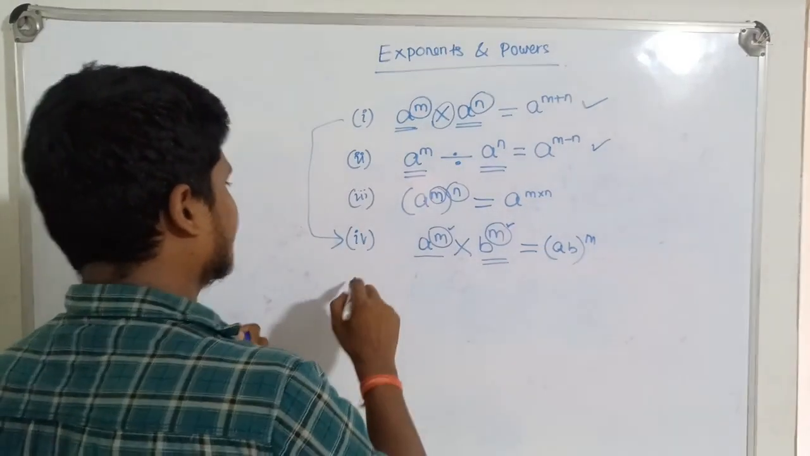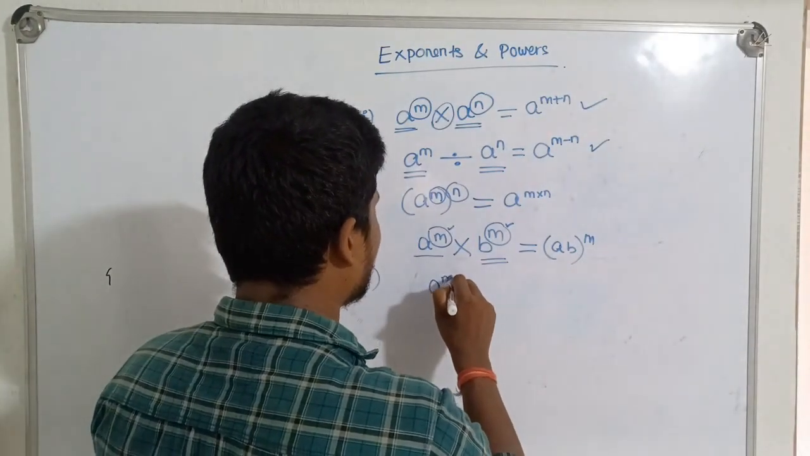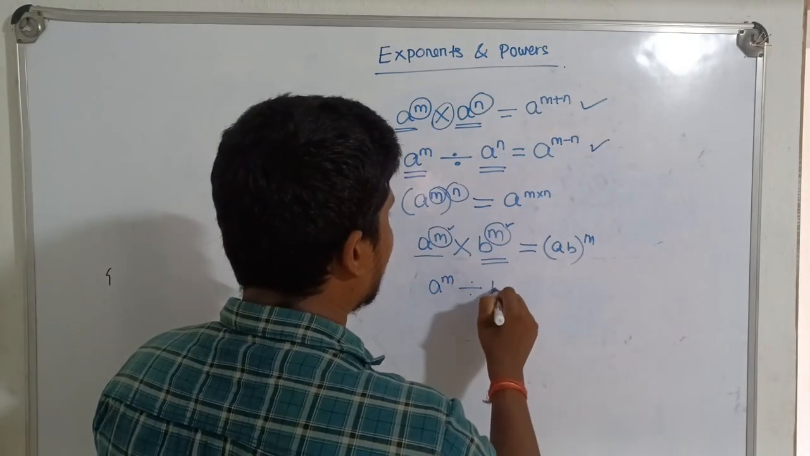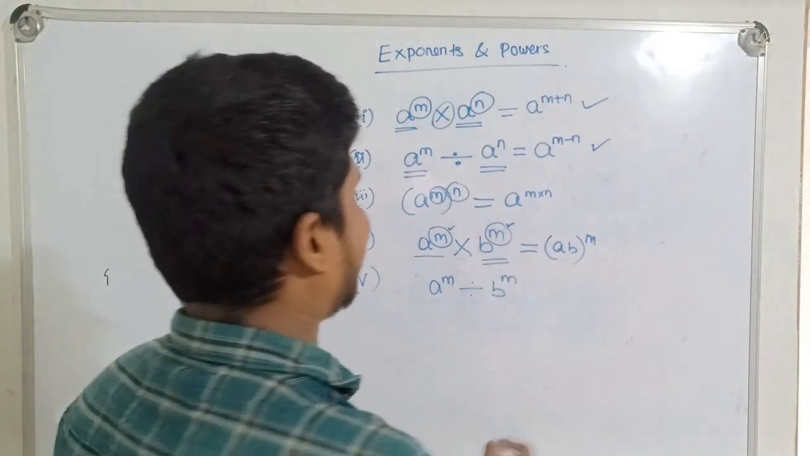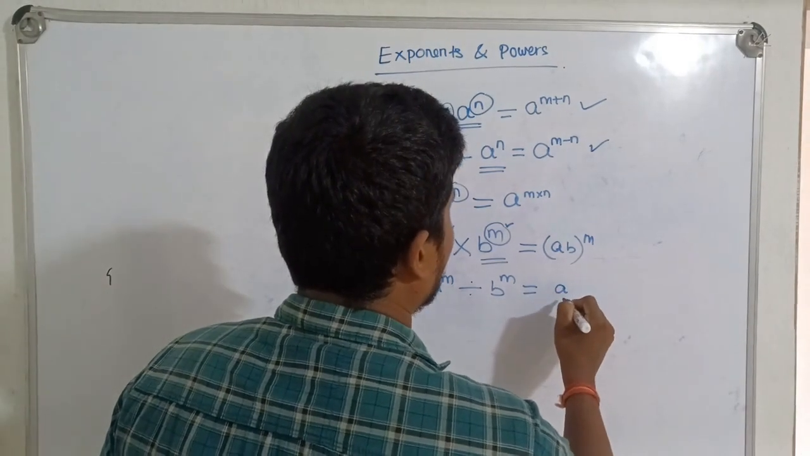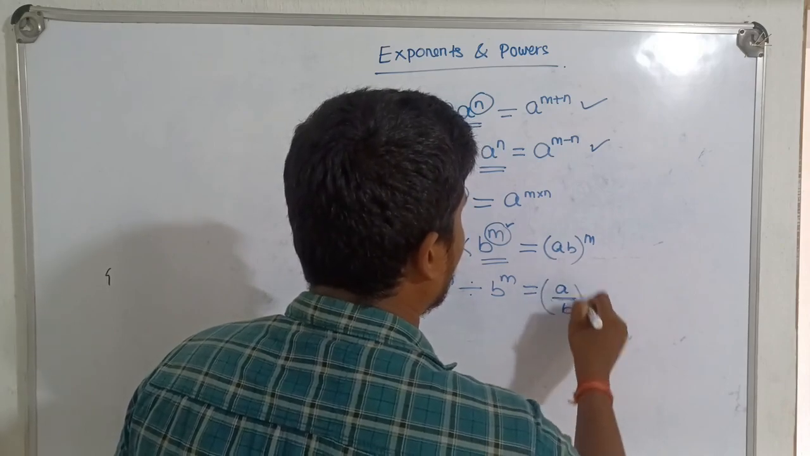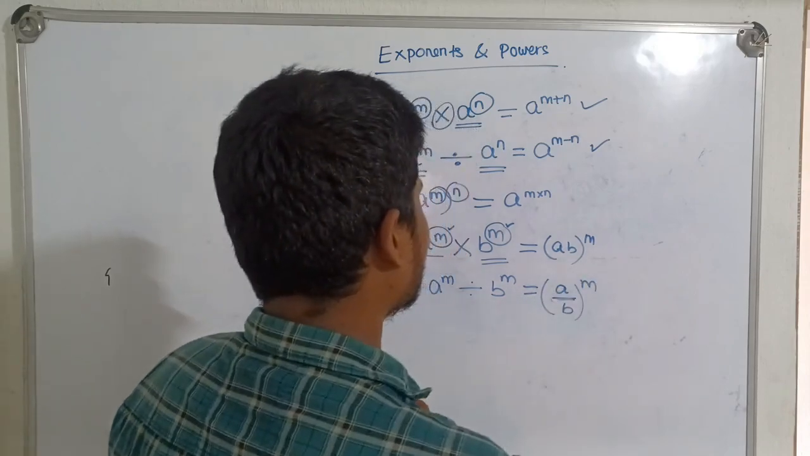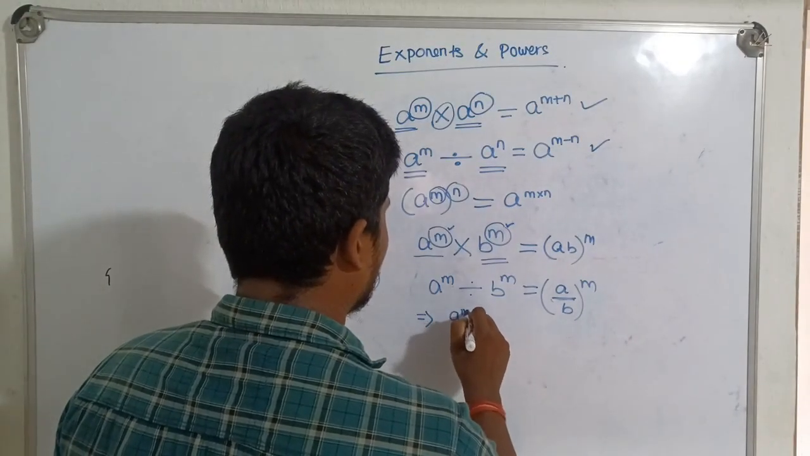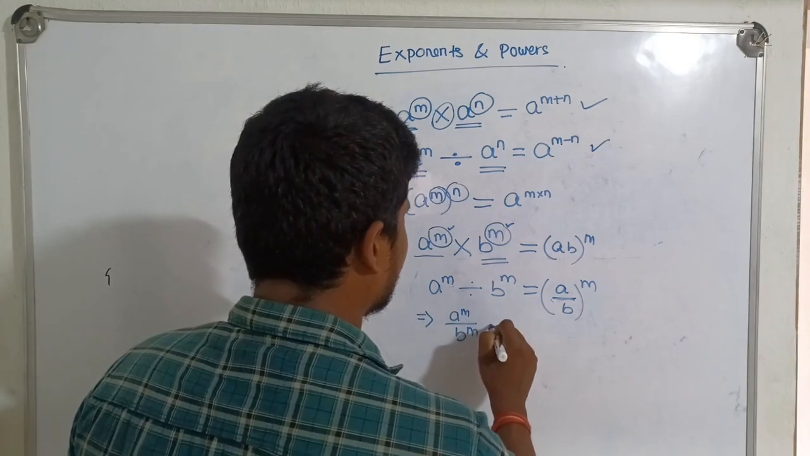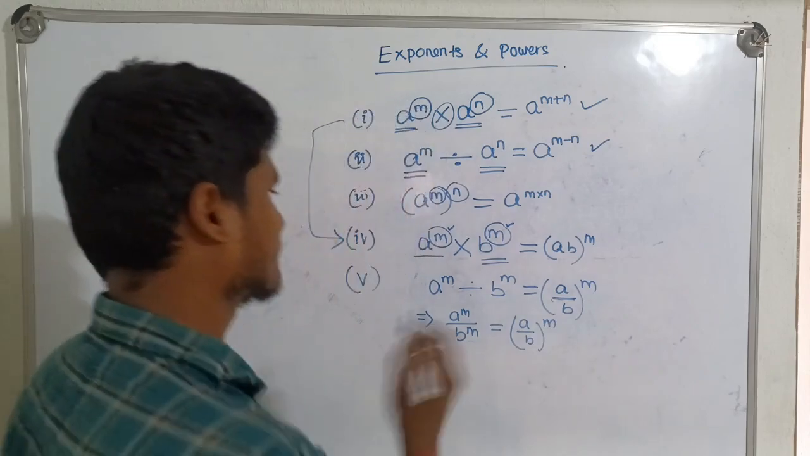5th formula. You can also do this. Suppose a to the power m divided by b to the power m. In this case also you can directly write it down: a divided by b, that means a by b, to the power m. Alternatively, a to the power m by b to the power m means a by b to the whole power of m.